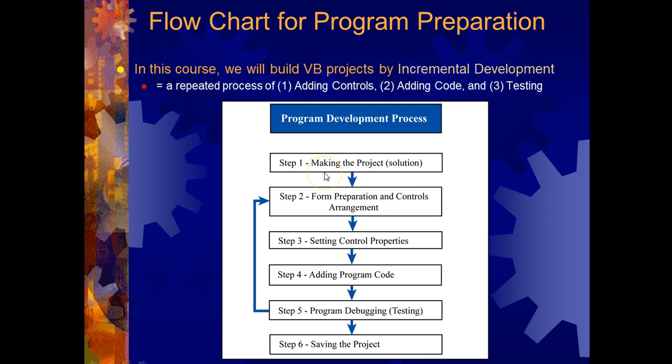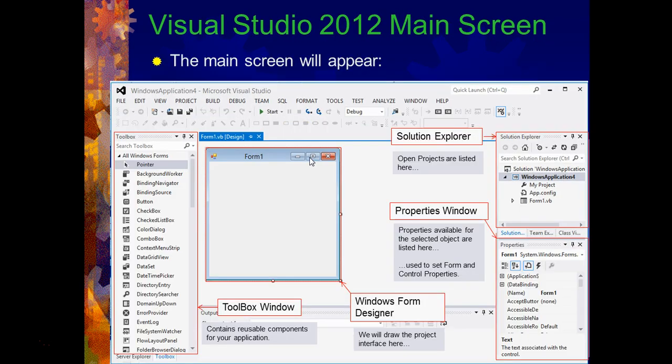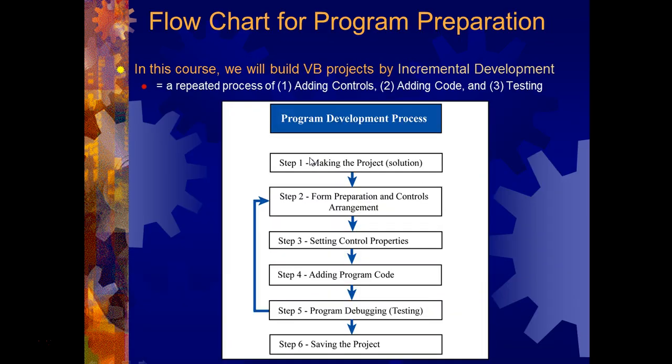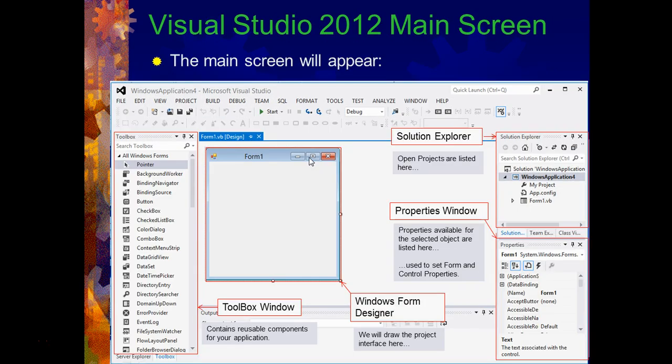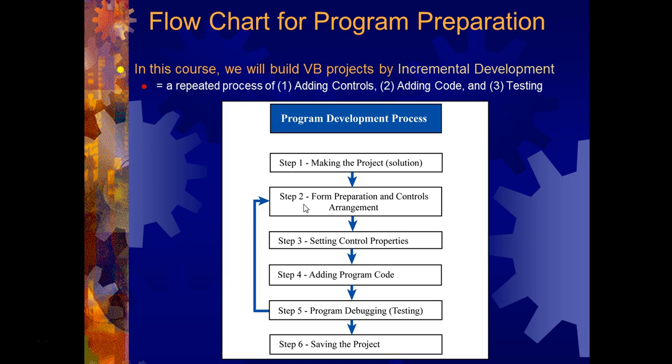Step 1, making the project solution. That just means opening up that window, opening up something like this, so that we get a form. And then step 2, form preparation and controls arrangement. So that means that we're going to put buttons here and whatever else we want, maybe text here and different things. So that's what he's talking about. We'll see how easy it is to do that. So form preparation and controls arrangement. Controls means those buttons or text boxes and so on.